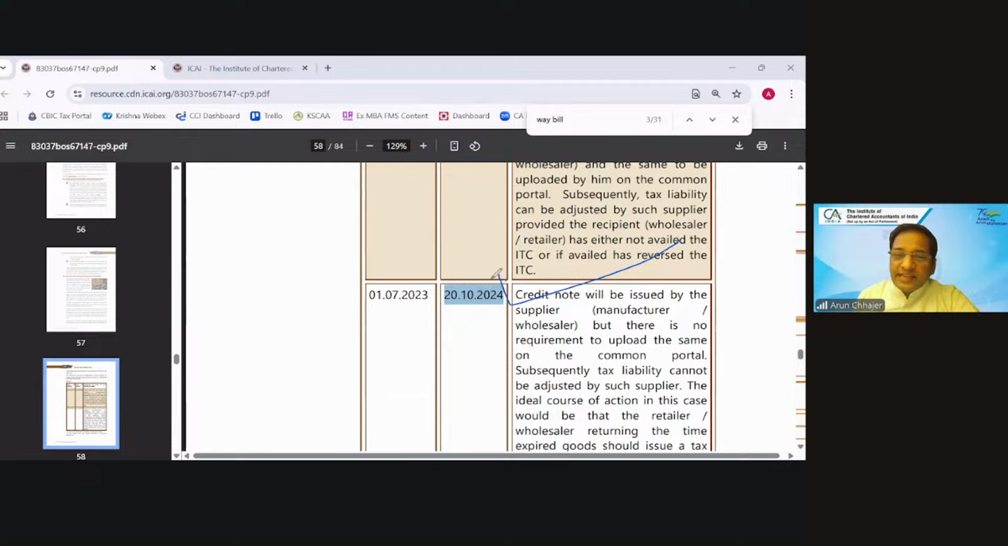अब इसको समझिए, ये 20 नवंबर है. Now treat the same as 20 नवंबर, 20th November. Treat the same as 20th November.